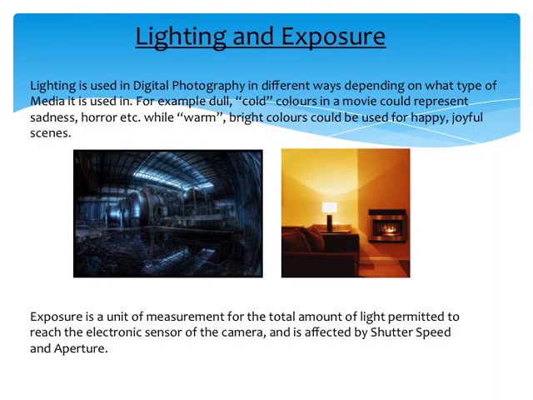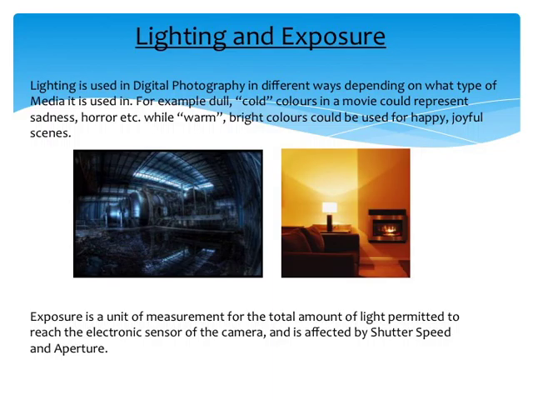Lighting is used in digital photography in different ways depending on what type of media it is used in. For example, dull, cold colours in a movie could represent sadness, horror, etc., while warm, bright colours could be used for happy, joyful scenes. So, warm colours could be used in comedy films, romance films, while cold colours, like dull greys, could be used in horrors or sci-fis.